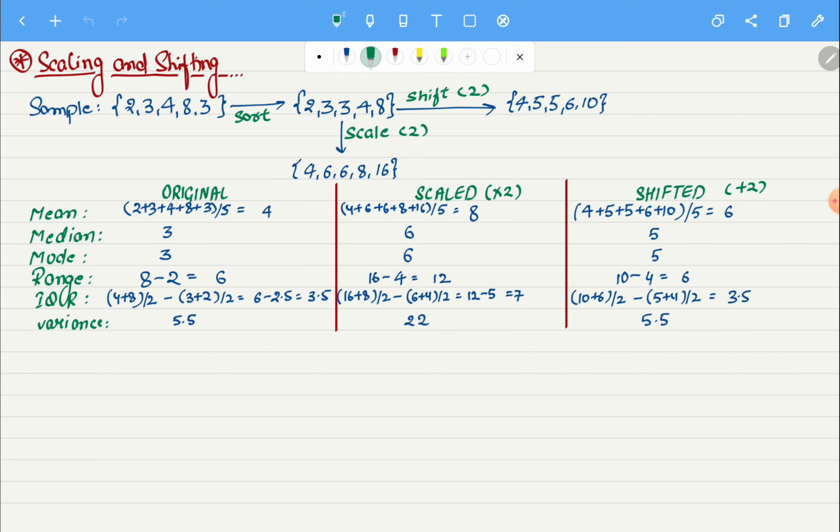In this video we will talk about scaling and shifting and how they affect the mean, median, mode, range, IQR and variance. So you might ask, why do we need to do scaling or shifting? First, let's talk about scaling.